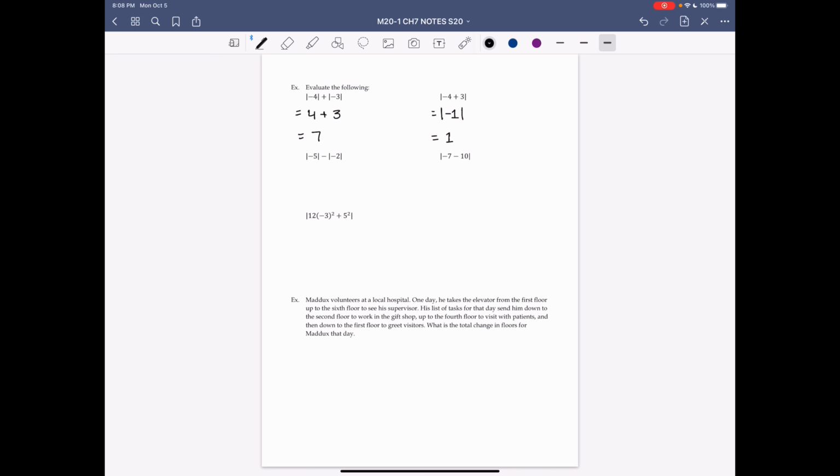Absolute value of negative 5 minus the absolute value of negative 2. Evaluate the absolute value of negative 5. It would be 5. Minus the absolute value of negative 2, which is 2. 5 minus 2 is 3.